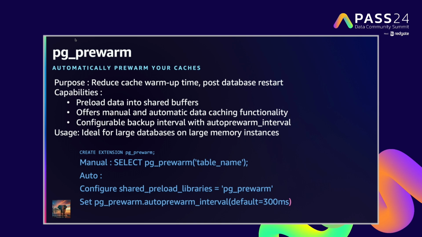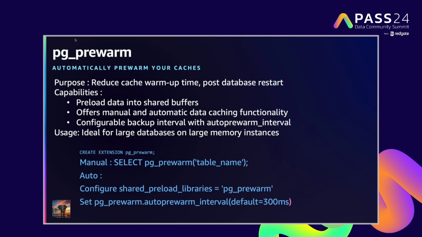It has 2 options. One of the options is you can do it manually. As shown here, you can just say select pg_prewarm and mention the contents which you want to pull into the cache. And the other is automated, which is useful. If a database crashes or is rebooted, at that time you lose the contents of the cache. And that's where you would put in the process of automation. You would need to configure it.